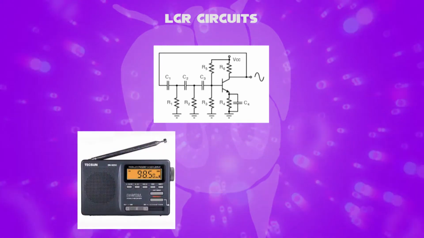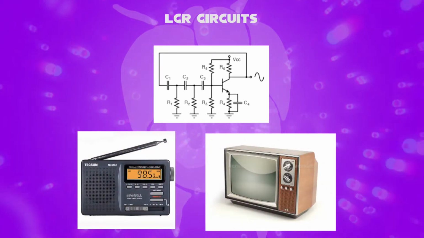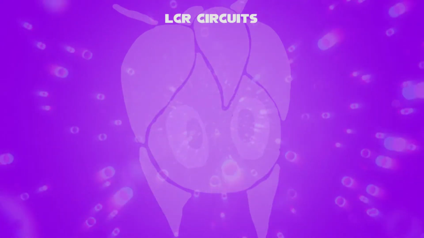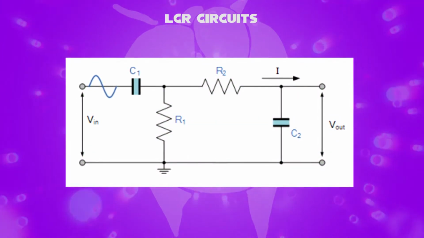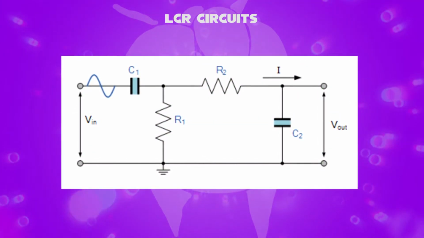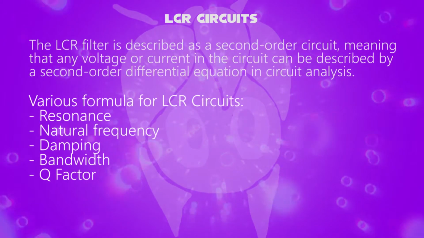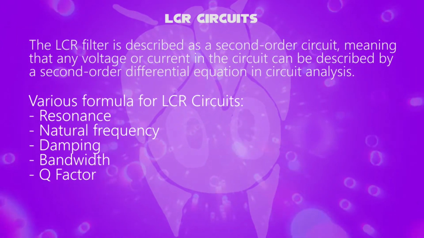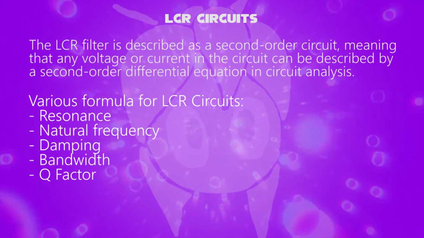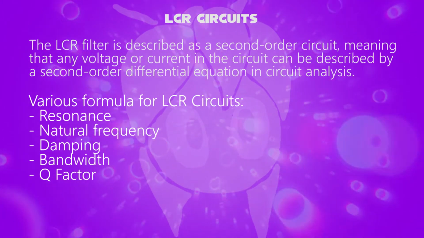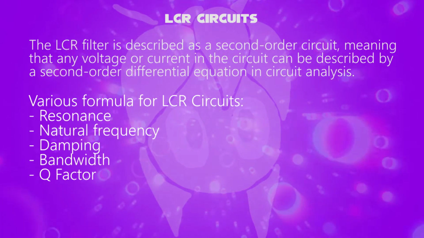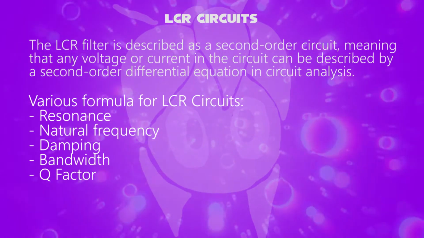LCR circuits have many applications as oscillator circuits. These oscillator circuits were used in radio receivers and television sets. LCR circuits can also be used as a band-pass filter, band-stop filter, low-pass filter or high-pass filter. The LCR filter is described as a second-order circuit, meaning that any voltage or current in the circuit can be described by a second-order differential equation in circuit analysis.